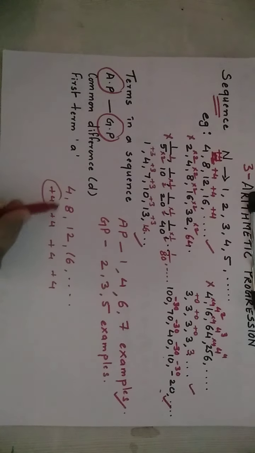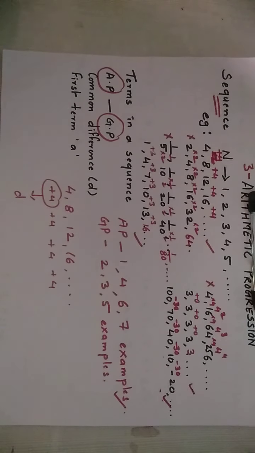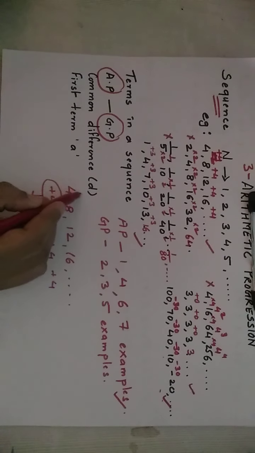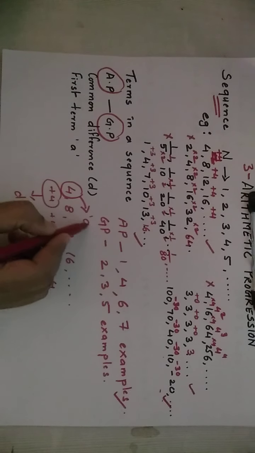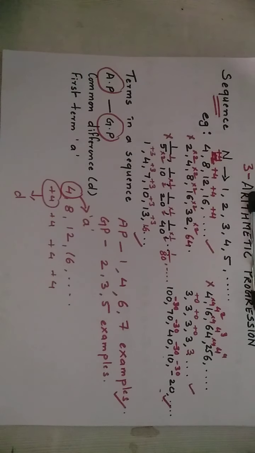This number which you are adding every time is called the common difference. We call it common difference. And the first number, or the first term of the AP, is called A.